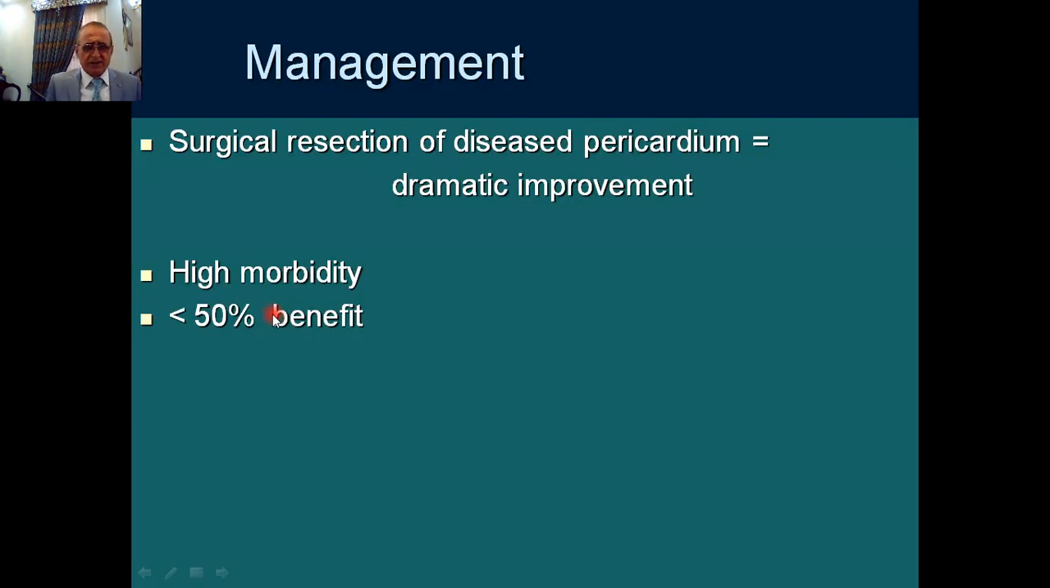Of course, CT and MRI sometimes are helpful, and the treatment is surgical resection of the diseased pericardium, which sometimes has a dramatic improvement, but this is not without complications. It has a high morbidity, and the benefit, although dramatic, is only 50% or less.